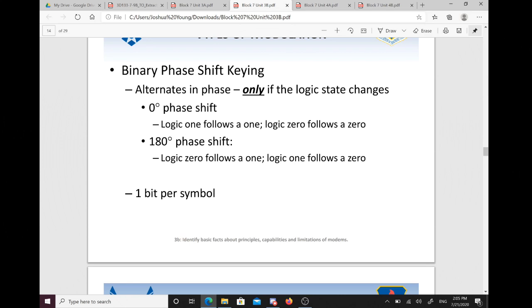So if you have a 0-degree phase shift, which means that there's no change, logic 1 follows a 1, logic 0 follows a 0. But then that will be considered the inverse if you have a 180-degree phase shift. Logic 0 follows a 1, etc. And this type of modulation also uses 1 bit per symbol.